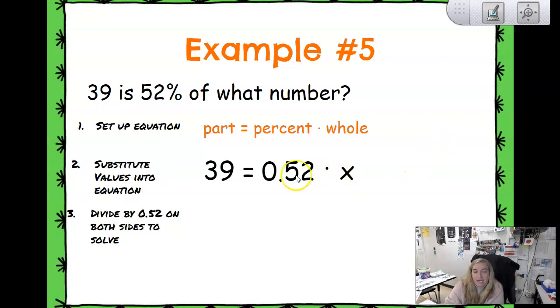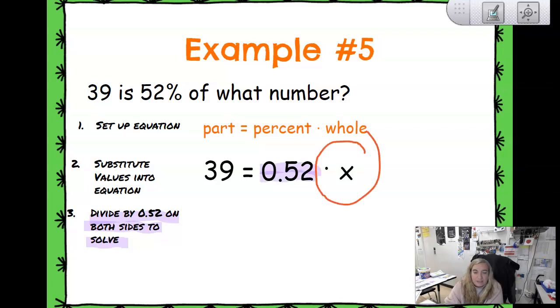So to solve, kind of like the last examples, for x, we've got to get rid of this 0.52 because we're trying to isolate x by itself. So to get rid of the 0.52, I'm going to do step 3, which is to divide 0.52 on both sides to solve. This is what I got to get rid of, so that way I have x all by itself.